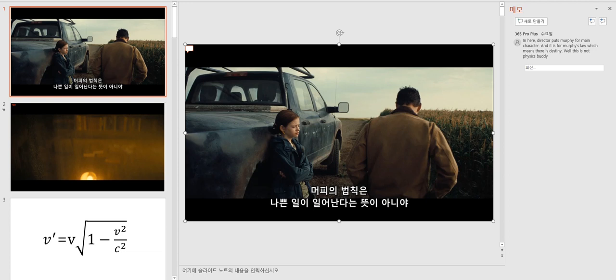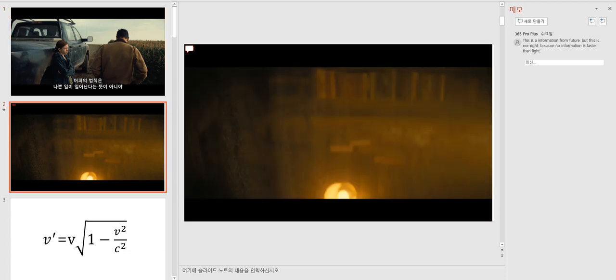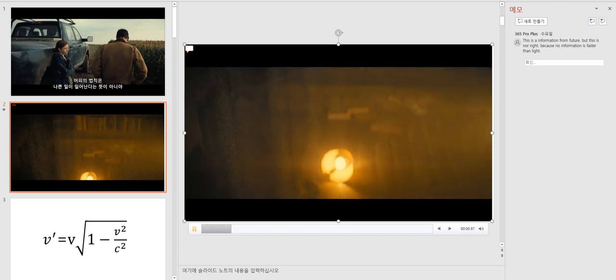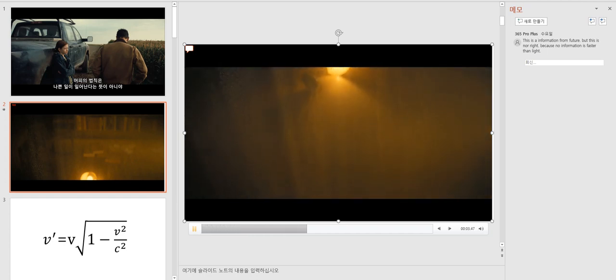Here, the director puts Murphy as the main character, and it is for Murphy's law, which means there's destiny. Well, this is not physics, so this is out of our way. Next, let's see this mummy. The ghost.